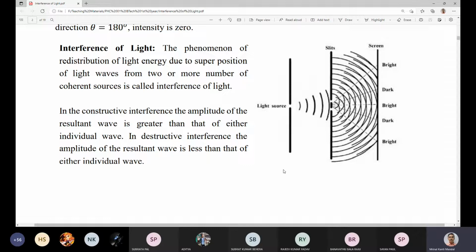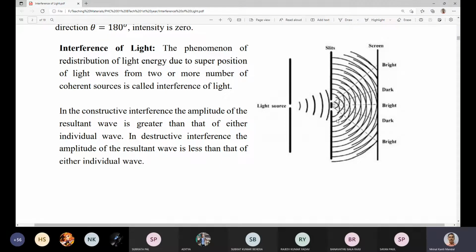So this is basically known as the redistribution of light energy, as if light energy is drawn from this region and gathered in this region at the position of the bright fringe. Point is clear? It is mentioned here also. In constructive interference, the amplitude of the resultant wave is greater than that of either individual wave. This bright position is the position of constructive interference, and this intensity is greater than the individual intensity of the wave.